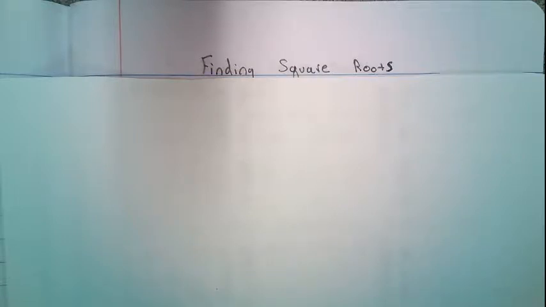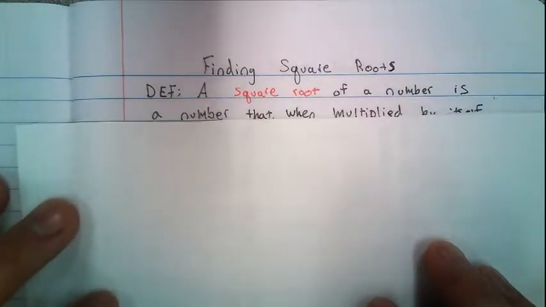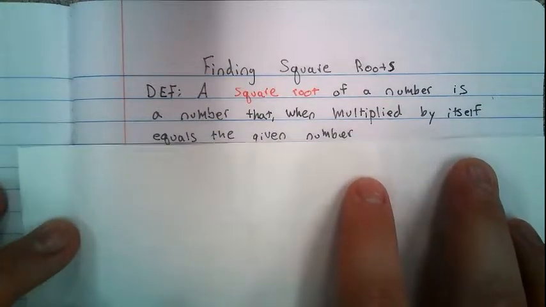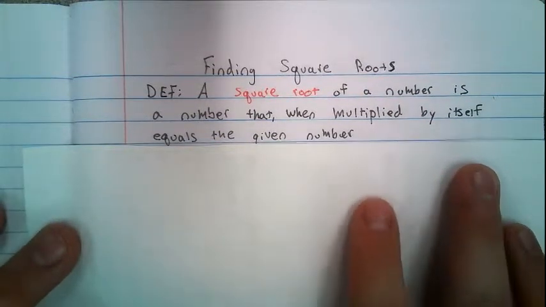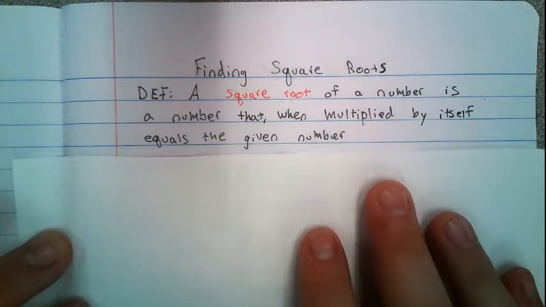Our new unit is on real numbers and the Pythagorean theorem. The first thing we're going to talk about when we talk about numbers is square roots, which is a specific type of number. A square root of a number is a number that, when multiplied by itself, equals the given number. It's a bit of a wordy definition, so let me show you what that really means using numbers.